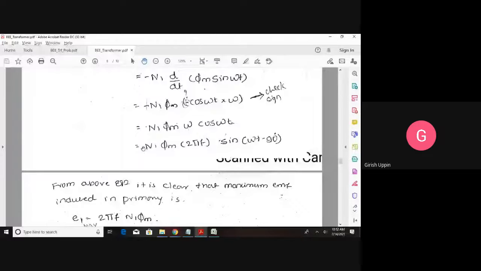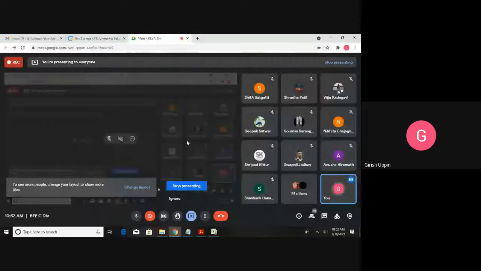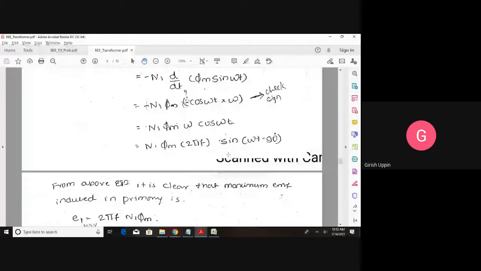The result is a constant, into sin(ωt − 90). So it indicates the phase of the applied voltage. This represents the phase of the applied voltage. So the instantaneous equation for the induced EMF is E1 equals some constant into sin(ωt − 90 degrees).